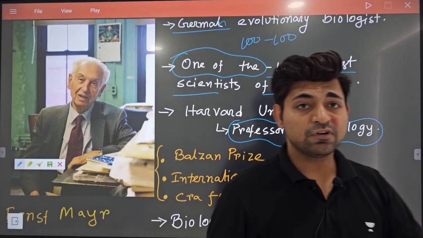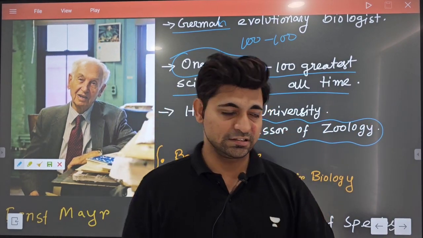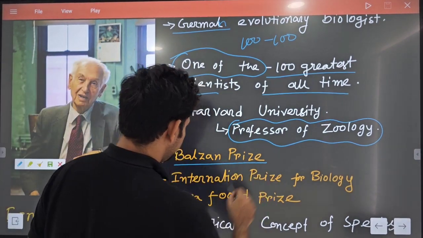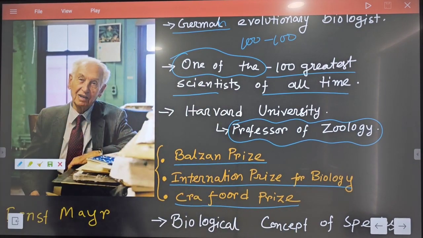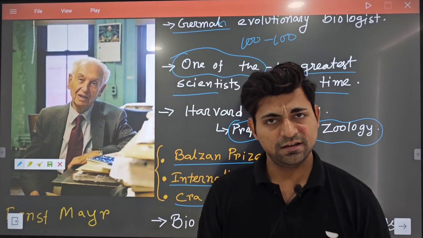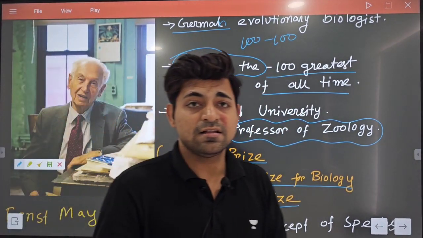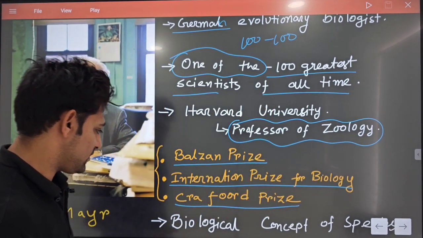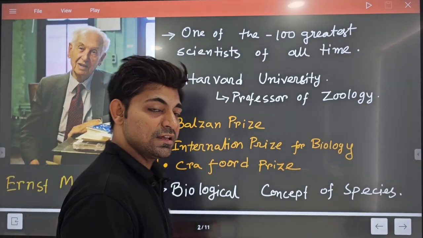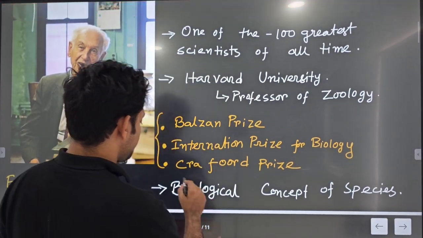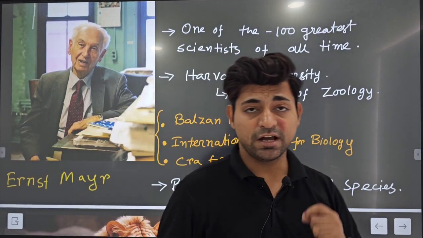He was awarded the Triple Crown of Biology, the three most prestigious prizes: the Balzan Prize, the International Prize for Biology, and the Crafoord Prize. If you also get these prizes, we will say you got the Triple Crown of Biology, and my uncle, the Darwin of the 20th century, got all three. He is also renowned for giving the biological concept of species. Now we'll talk about this.